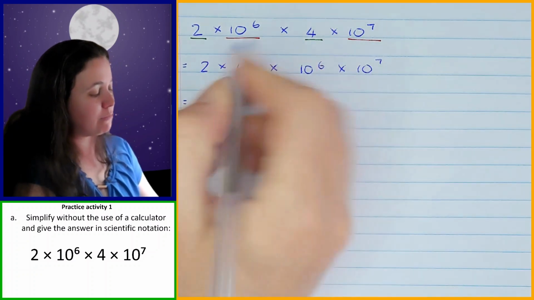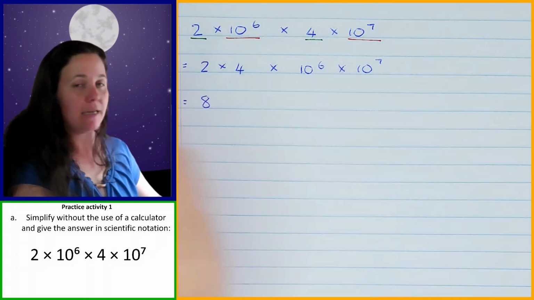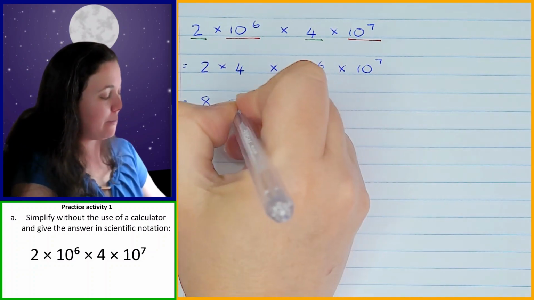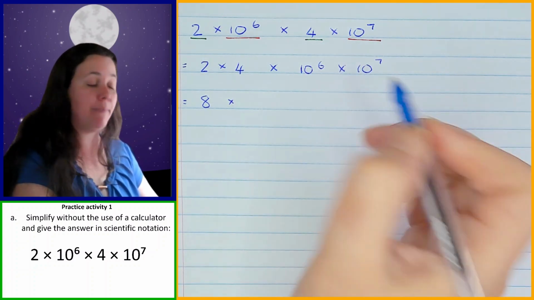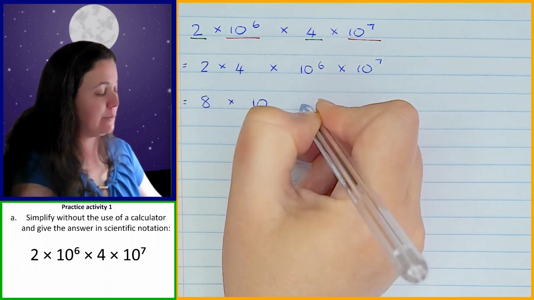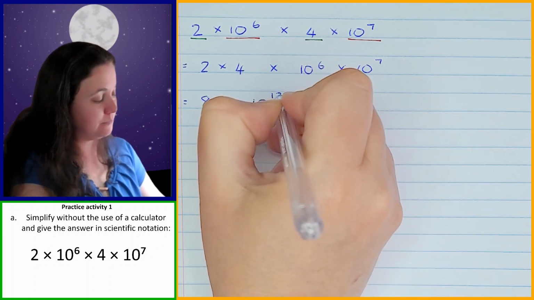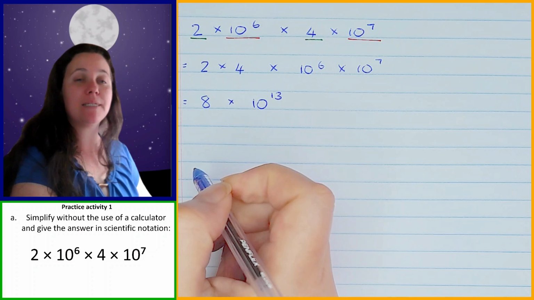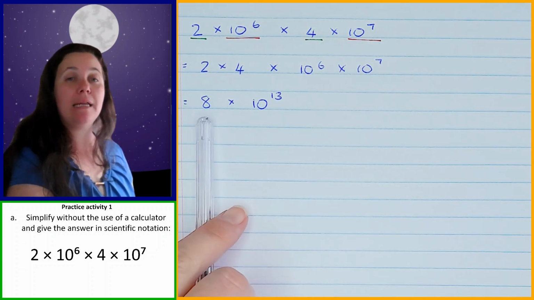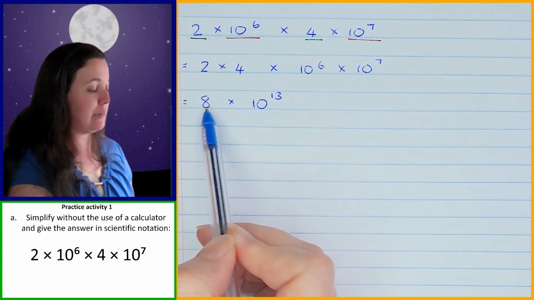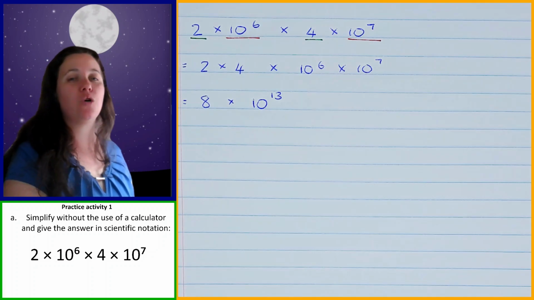Okay, so now we're going to multiply our numbers together. So 2 times 4 is 8. Nothing special to do there. And then multiplying our powers of 10. Remember, when we multiply powers with the same base, the base stays the same, so it's still going to be 10, and we add the exponent. So 6 plus 7 is 13. So that gives us 8 times 10 to the power of 13. And if you check it, this is already in proper scientific notation because this number over here is between 1 and 10. Okay, right, let's go on to question B.